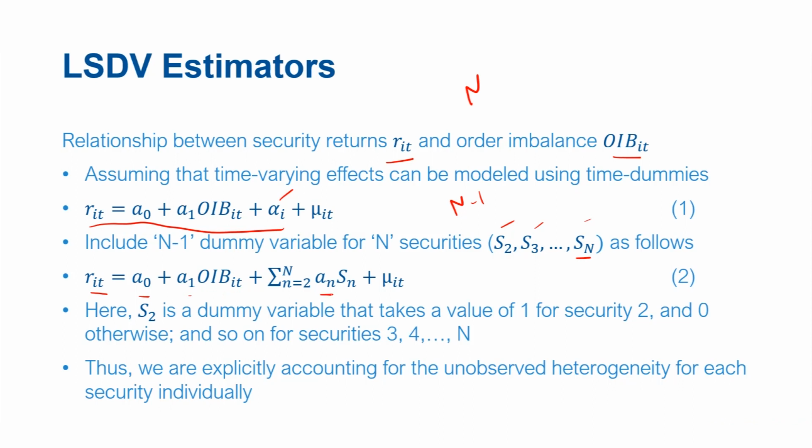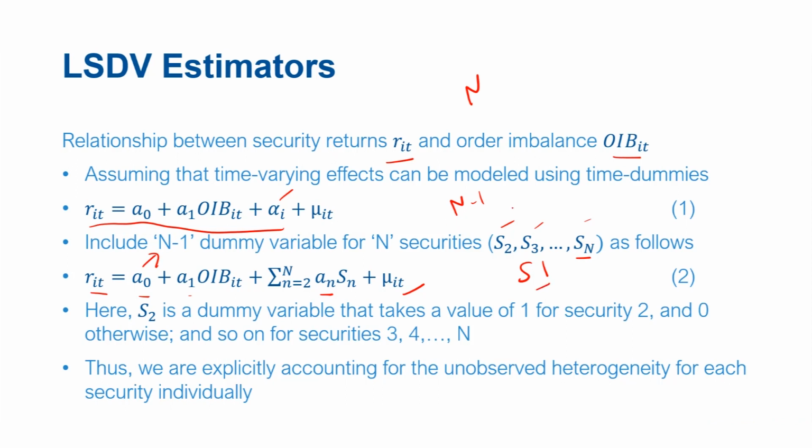alpha n into Sn plus mu it. Mu it is the error term here. Notice that we have not accounted for S1, the first dummy, which will be specifically loaded on this alpha naught. So the effect of the S1 dummy will be loaded on alpha naught.